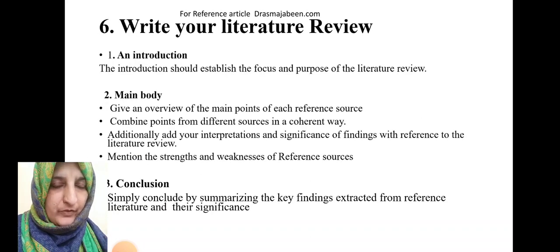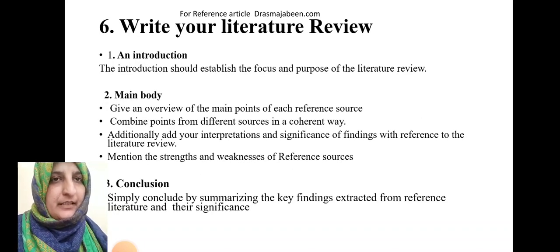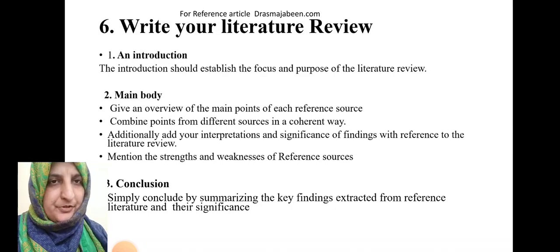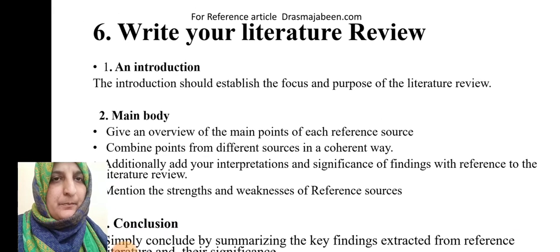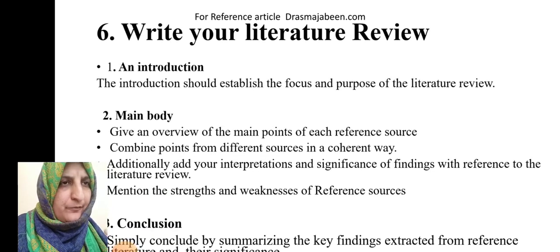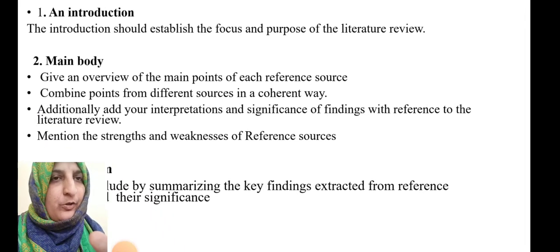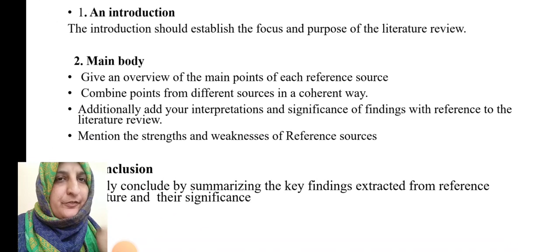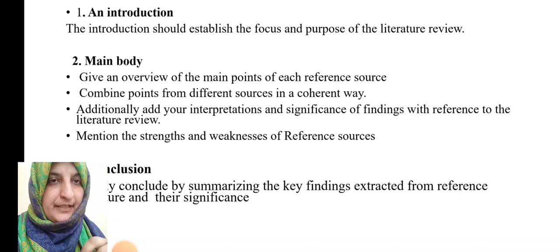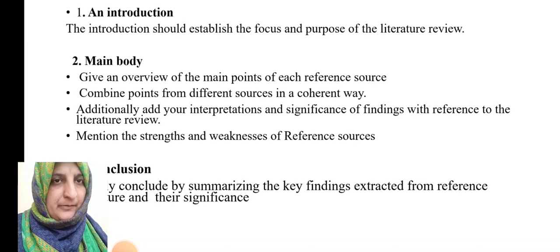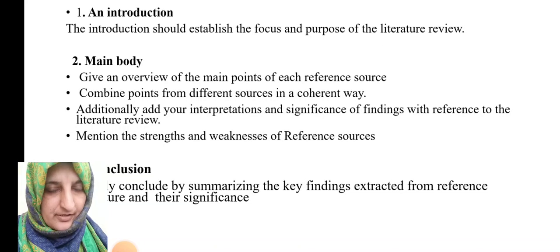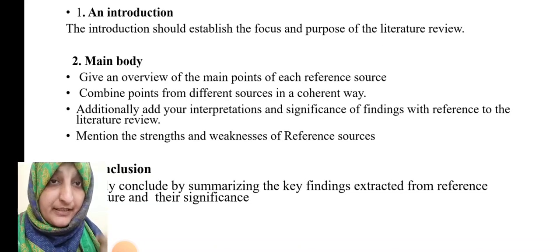As you are done with all the steps, now it's time to write down your literature review, and it should focus on three things. Number one, introduction. It should establish the focus and the purpose of the literature review. Then is the main body. Your main body of the literature review should give an overview of the main points of each reference source. Then you should combine points from different reference sources in a coherent way.